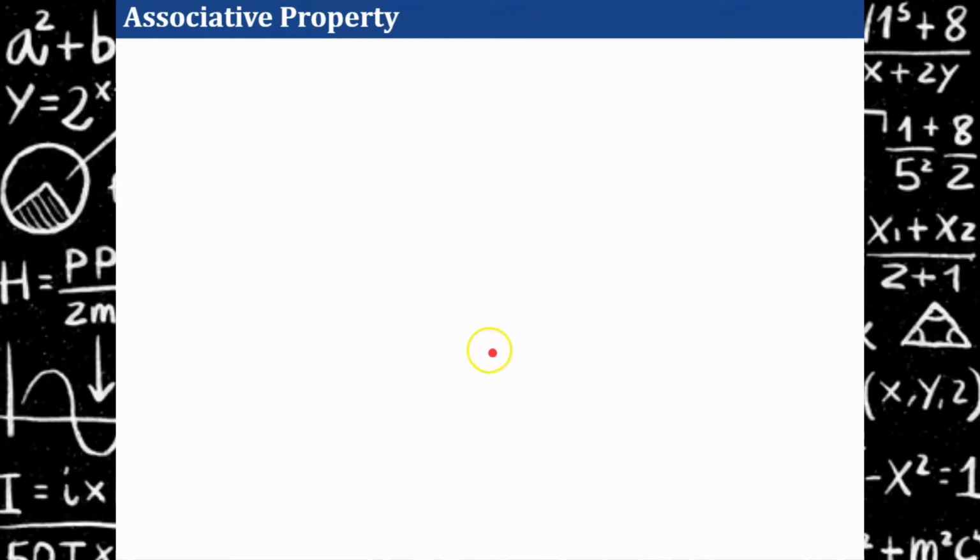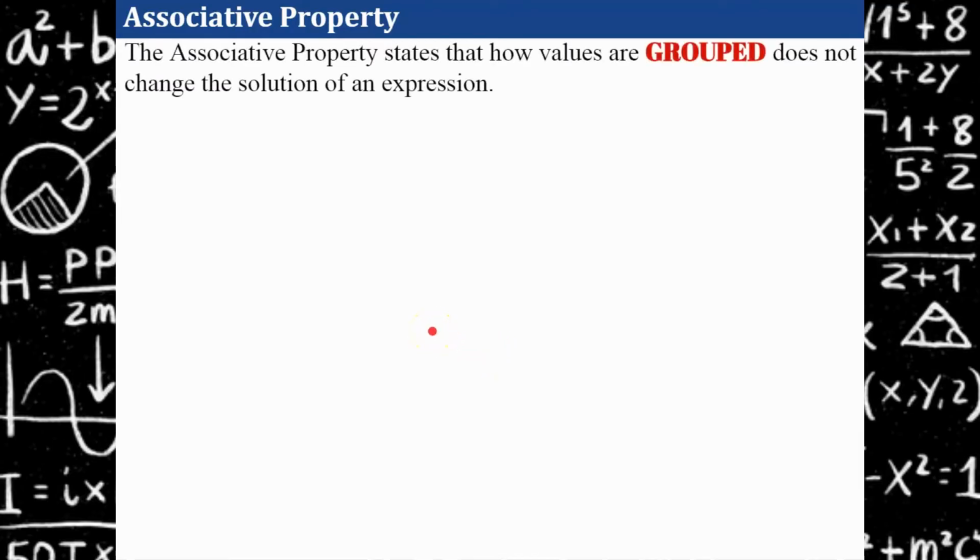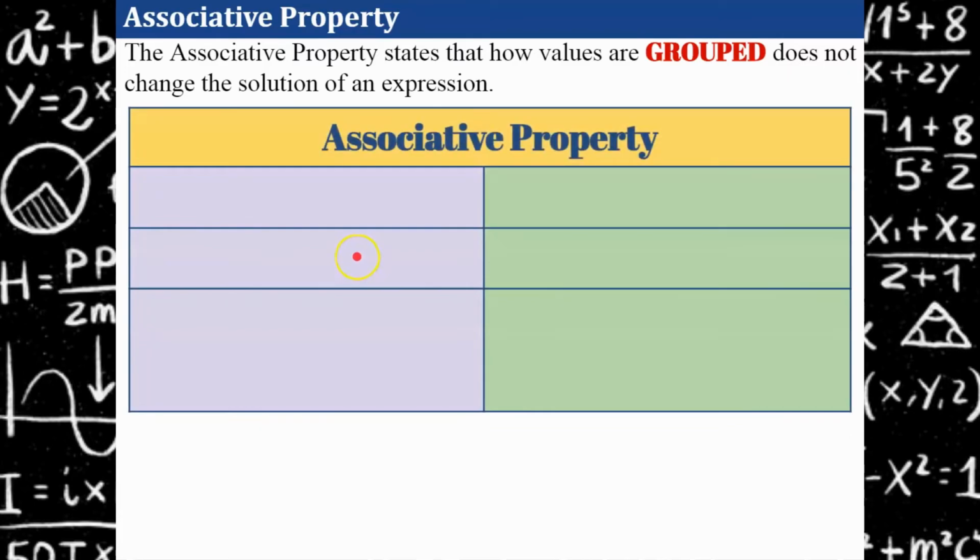Moving on to the associative property. The associative property states that how values are grouped does not change the solution of an expression. So associative property refers to grouping. In math, groups are usually shown with parentheses.